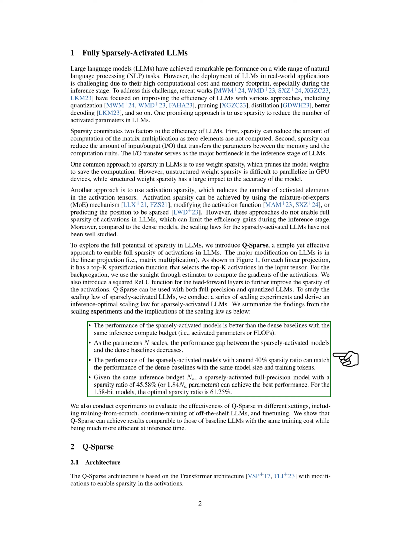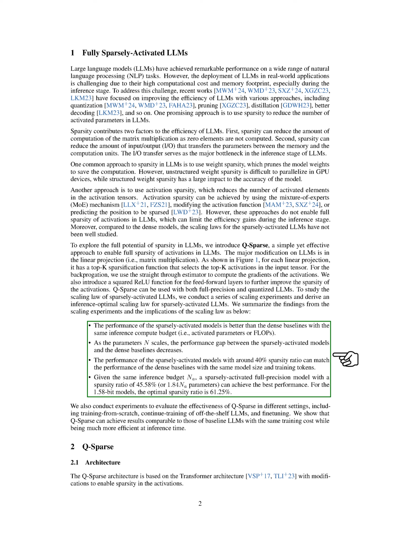Our findings indicate that sparsely activated models outperform dense baselines when given the same inference compute budget, which refers to the number of activated parameters or floating point operations. As the number of parameters increases, the performance gap between sparsely activated models and dense baselines narrows. Specifically, we find that sparsely activated models with around 40% sparsity can match the performance of dense models of the same size and training data.